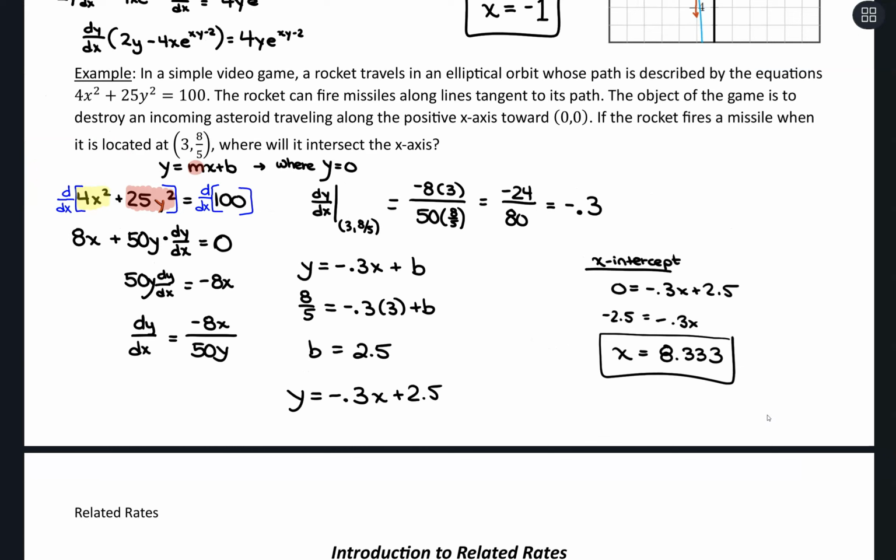So that tells us if the rocket is located at that point 3/8, it would want to shoot and it would be hitting at 8.333. So if the asteroid's at that location, it'll hit it. If the asteroid's at any other location, it will not hit the asteroid.